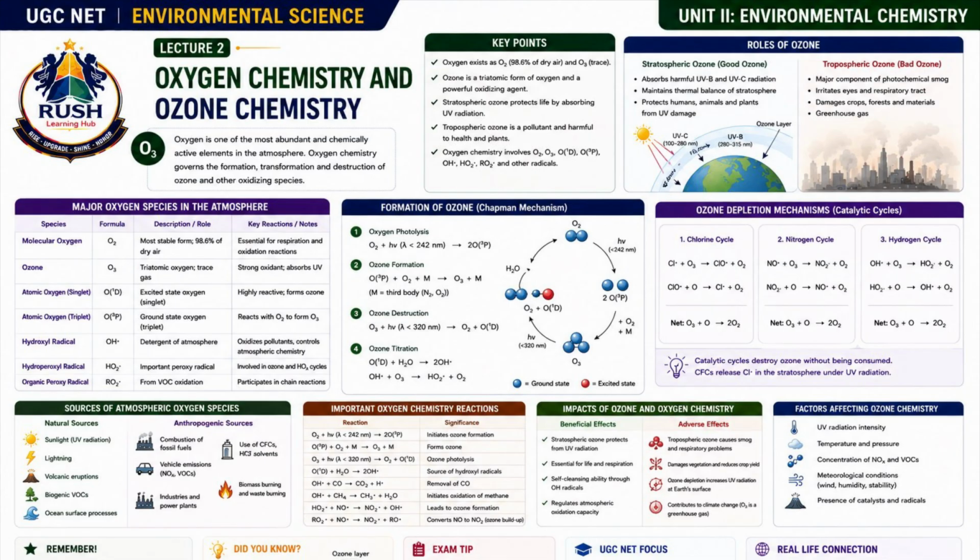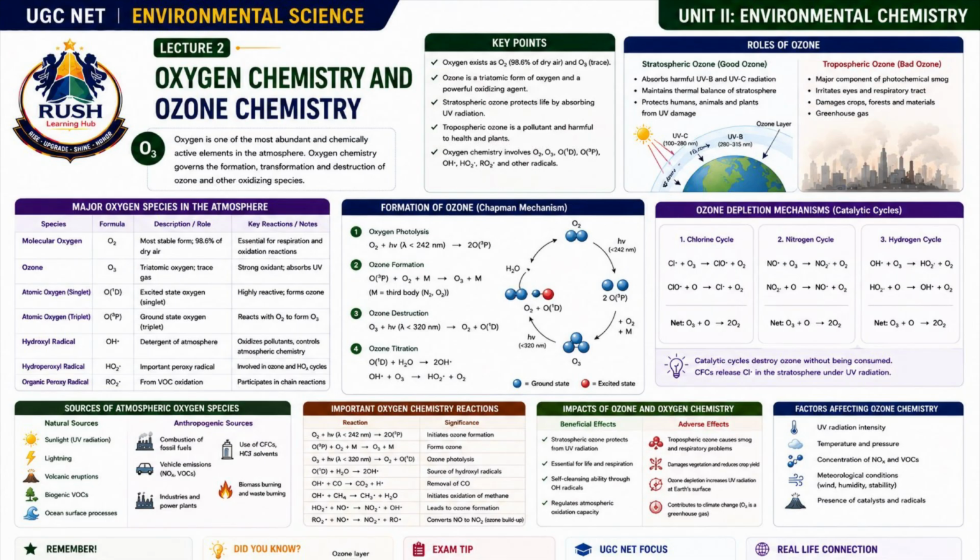For UGC NET examinations, always remember: stratospheric ozone is equal to good ozone. Tropospheric ozone is equal to bad ozone. Now let us study how ozone is formed in the atmosphere through the Chapman mechanism. The Chapman mechanism explains the natural formation and destruction of ozone in the stratosphere.